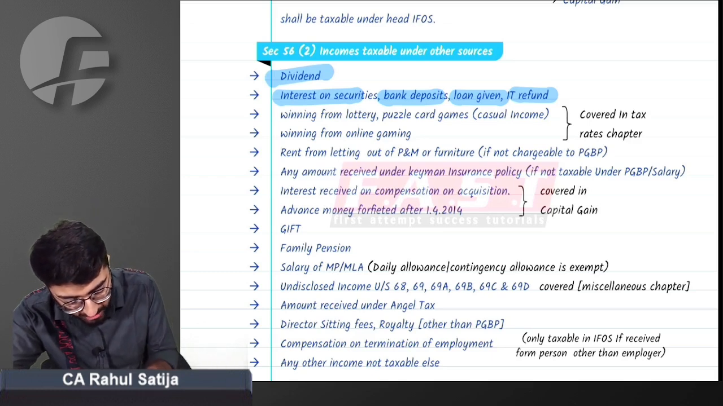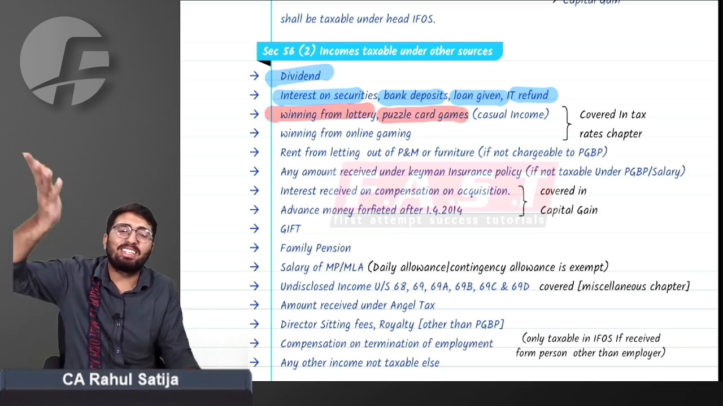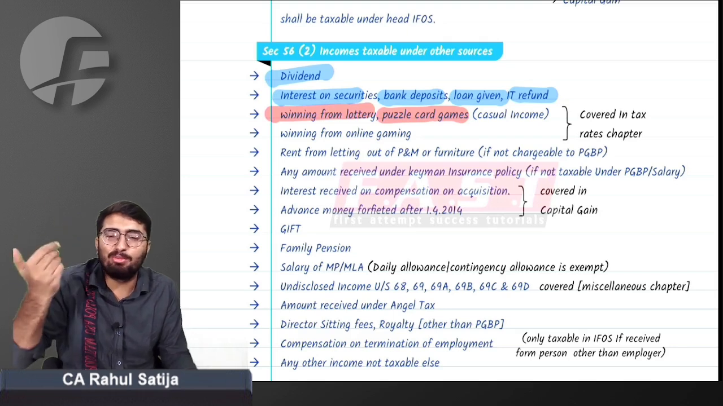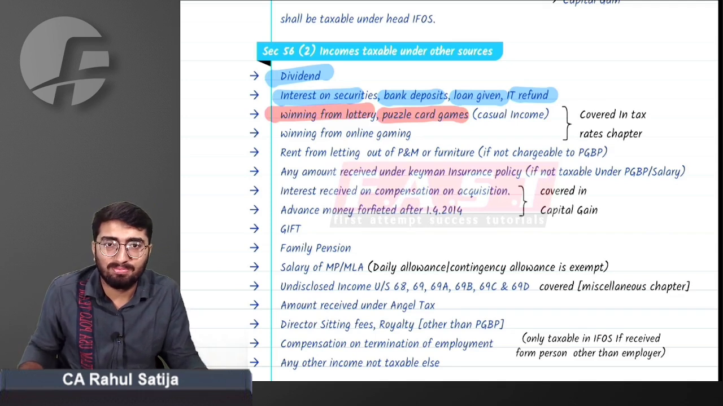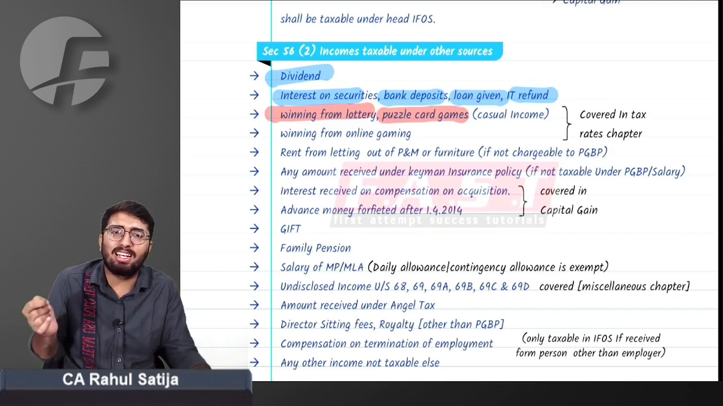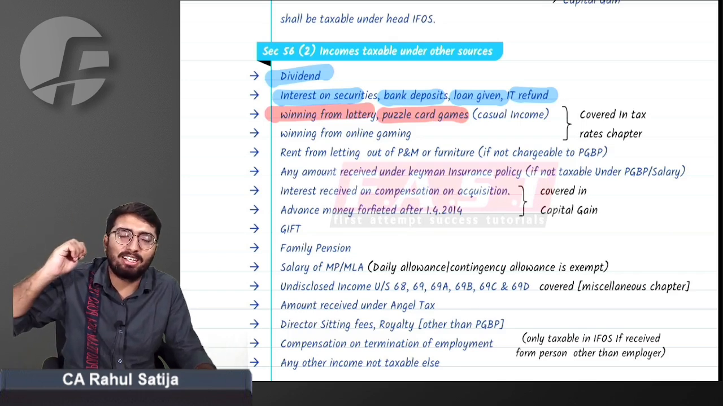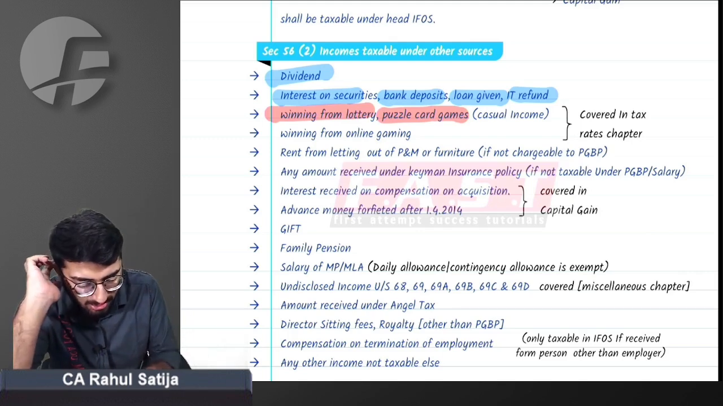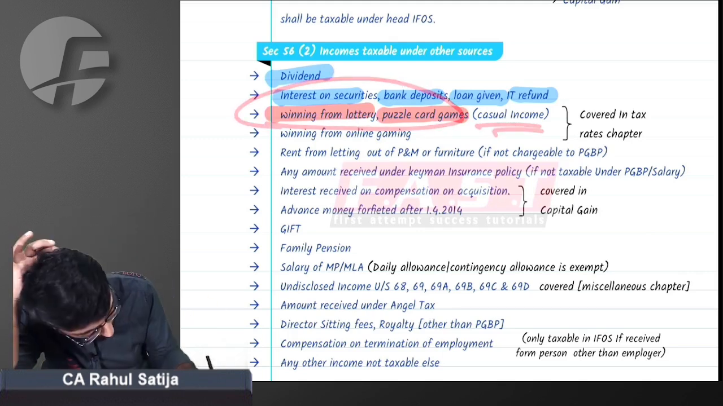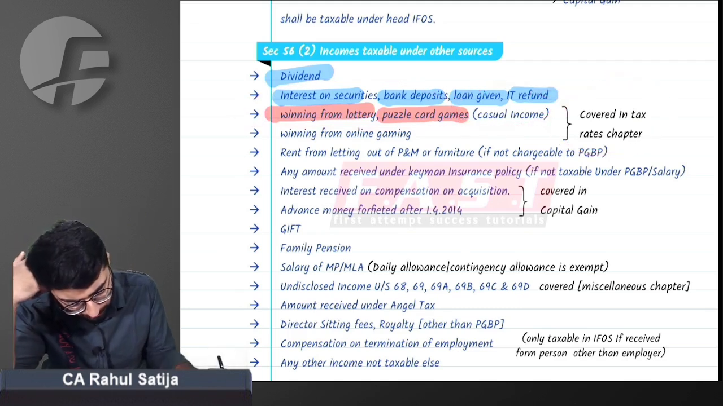Winnings from lottery. If you win any lottery or card game, under which head will it be taxable? It can never be PGBP. It has to be taxable here because no other head satisfies the conditions that winnings have. Winning can never be salary, never income from house property, never income from business. Therefore, it will be taxable under the head other sources. We will study this in the tax rates chapter, after PGBP.